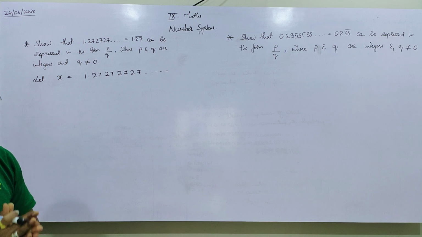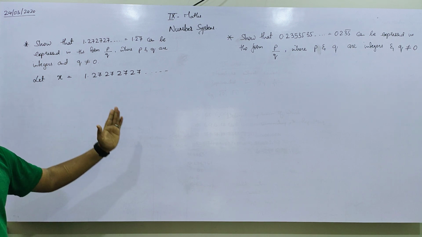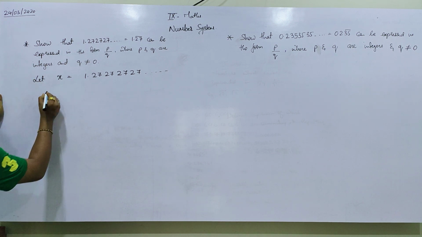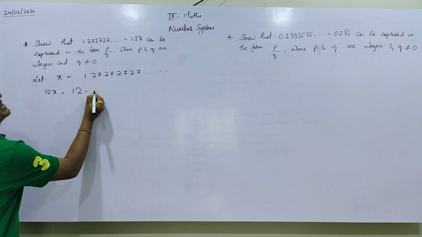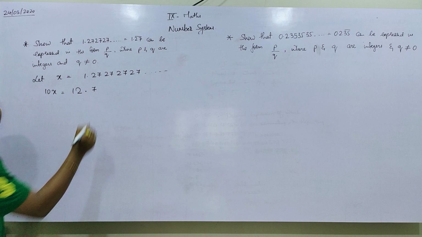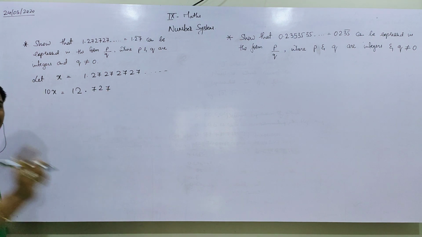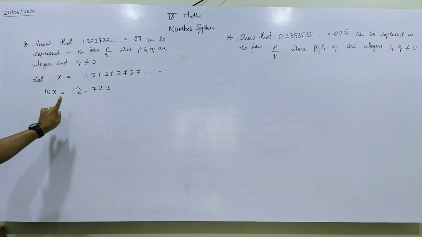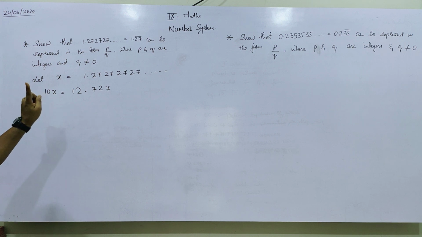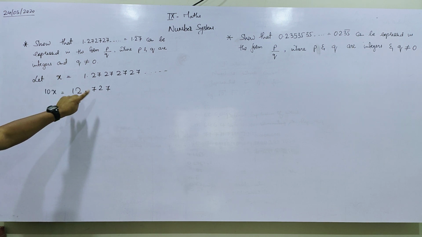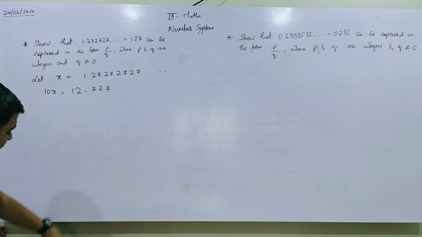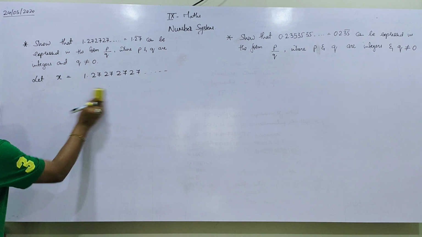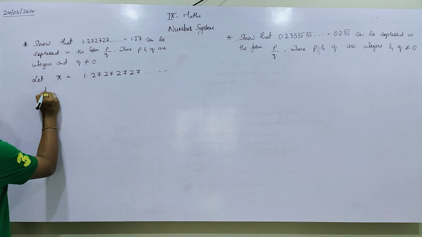So if I multiply 10 on both the sides, this will become 10x and this will become 12.727. You can clearly see that multiplying the number on both the sides with 10 will not allow us to subtract 2 from 2 and 7 from 7. So I will multiply again with 100.